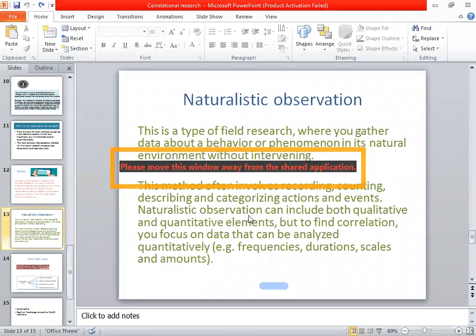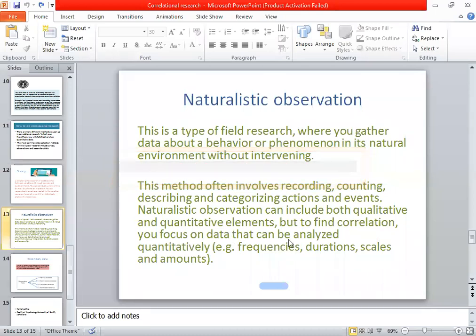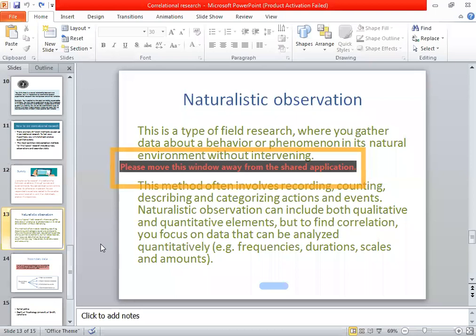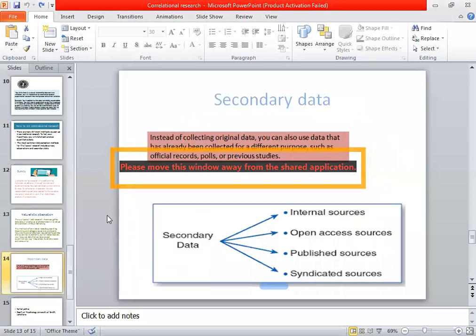Here it is written that naturalistic observation can include both qualitative and quantitative elements, but to find correlation you focus on data that can be analyzed quantitatively. So when we use naturalistic observation in correlational research, we focus on how we will analyze the data quantitatively, in the form of frequencies, durations, scales, amounts, quantums. We will have this data. And the last one was secondary data or archival data.